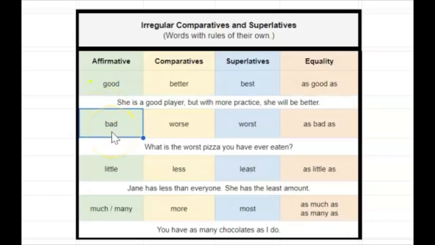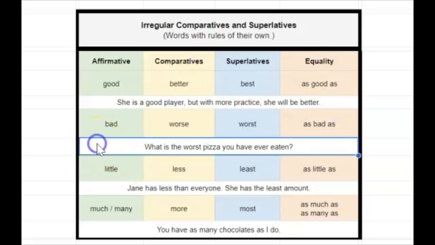The next irregular adjective for comparatives and superlatives is the word bad. The comparative is worse. The superlative is worst. And the equality is as bad as. The example sentence we have here is, what is the worst pizza you have ever eaten?